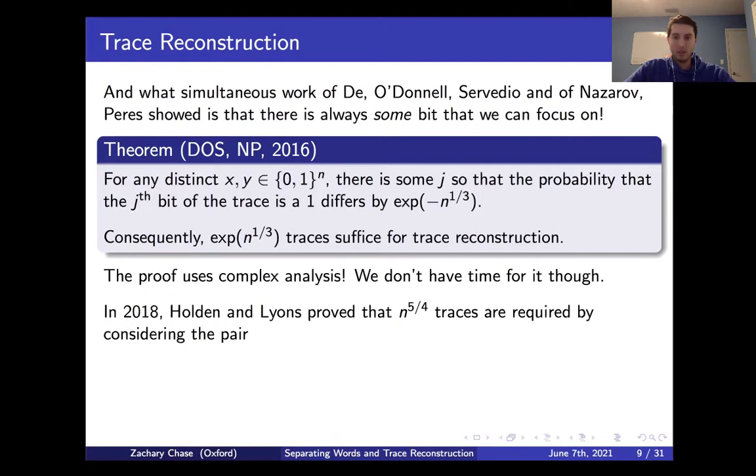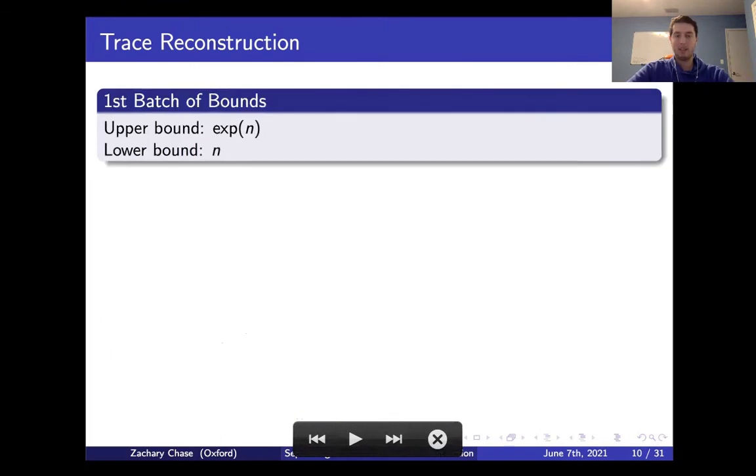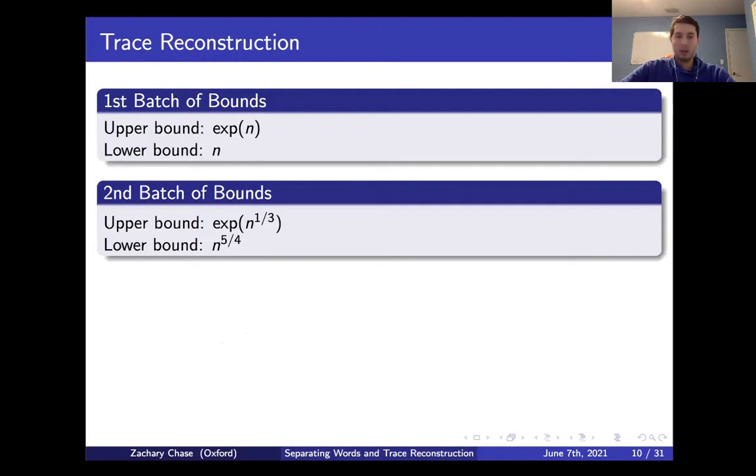In 2018, Holden and Lyons proved that n^(5/2) traces are required by considering this pair. So it's the same pair as the one that gave n as a lower bound, except instead of having the 1 in the middle be padded with zeros, we pad it with 01s. So there's this one where we don't know where it is and it's padded with 01s. Okay, so the first batch of bounds were e^(O(n)) and n, and the second batch of bounds were e^(O(n^(1/3))) and n^(5/2). So still a huge gap.